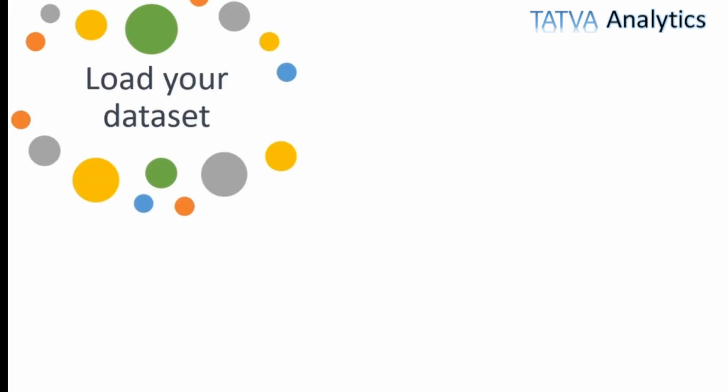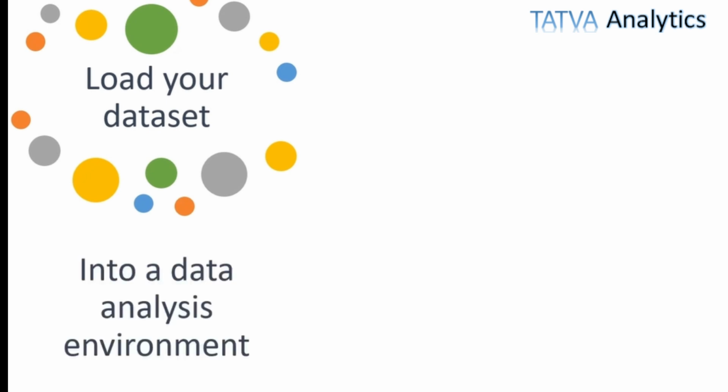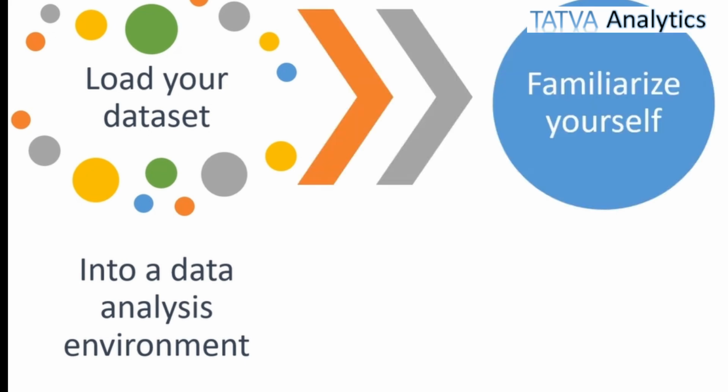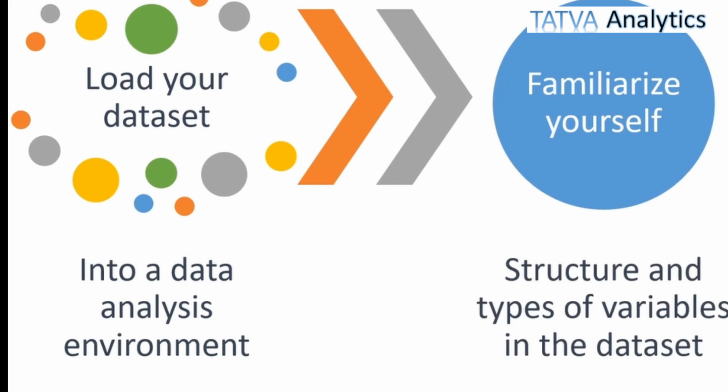Loading your data set into the data analysis environment, such as Python, using libraries like Pandas or R. So that's your working tool, Python libraries like Pandas and R. And in that you load your data set. At the same time, you familiarize yourself with the structure and the types of variables in this data set. What are the different types of variables, or the features, in the data set that you have?